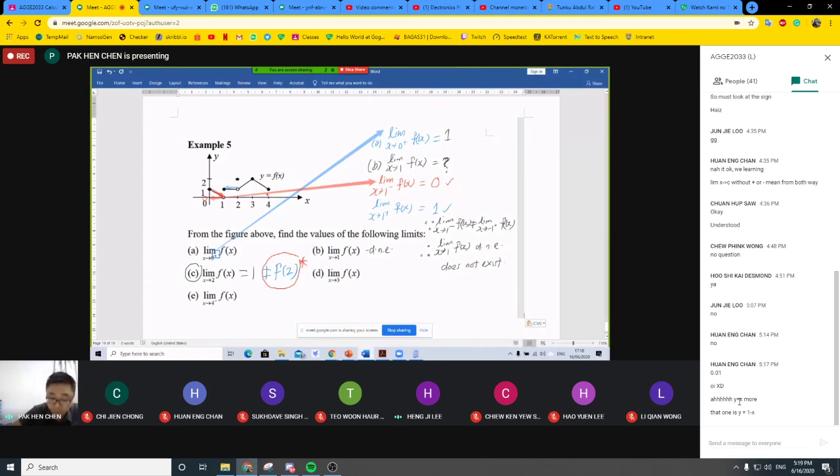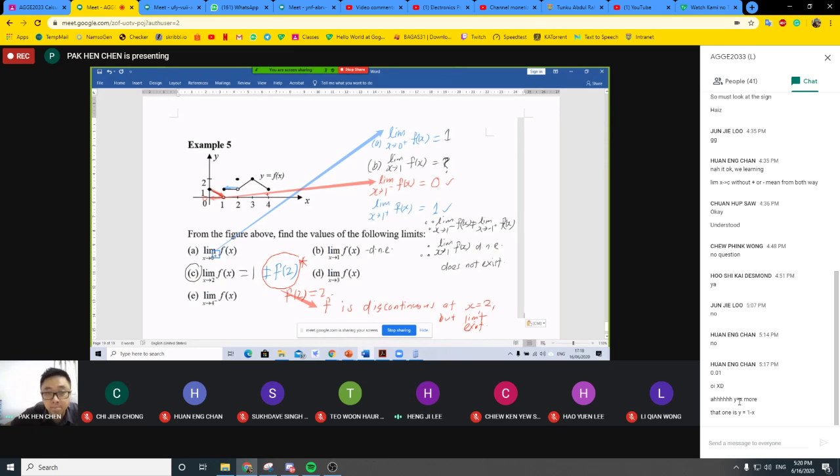Yes. Equals to 1. But F2 is what? F2 equals to 2, isn't it? Yes or no? Yes, and therefore, we actually can say that f is discontinuous at x equals to 2, but the limit is 1. The limit exists, but even though it is discontinuous at that particular point, the limit still exists.